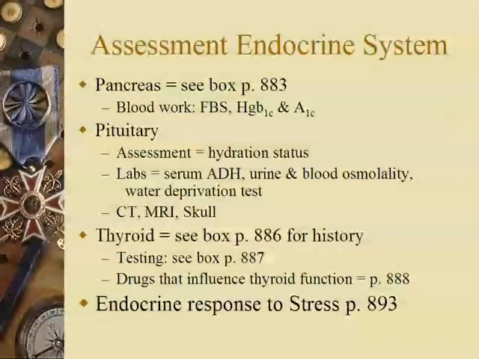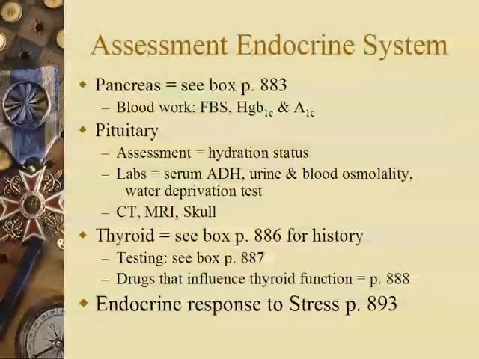And you're going to check your blood work, your fasting blood sugar, and your hemoglobin A1C. And you want the normal for that to be between 4 and 6. There's a table on page 884 that lists the values and compares them with blood sugars for your hemoglobin A1C.